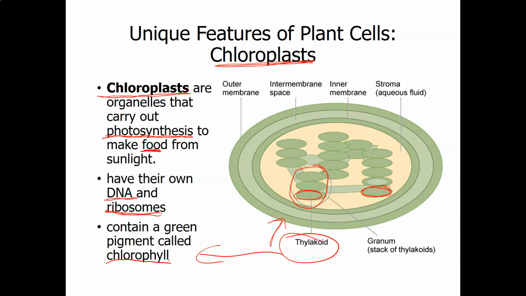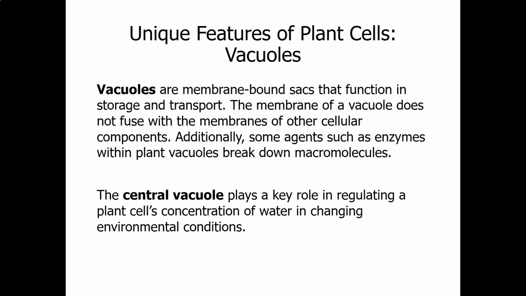The light reactions, where sunlight is captured by the chloroplast, occur in the thylakoid. And then the reactions called the Calvin cycle reactions, which are when the food is actually produced, occur in the stroma. The stroma is just the fluid.